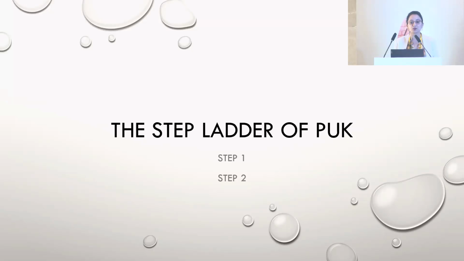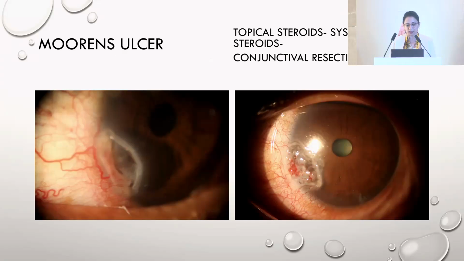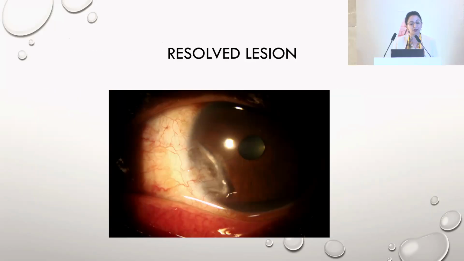So just to talk about the step-ladder approach of PUK, this male presented to us with this lesion. It's a no-brainer. This is a case of Mooren's. So topical steroids, systemic steroids, and I did a conjunctival resection in this case, just to tell you that sometimes you need to tailor your treatment. You can give topical treatment, systemic treatment. You might have to go for a conjunctival resection, and the lesion was resolved.